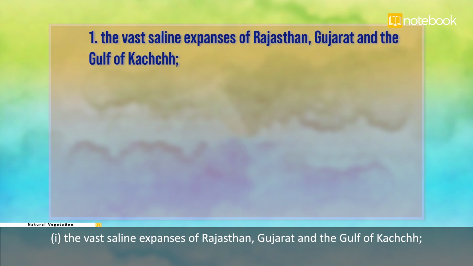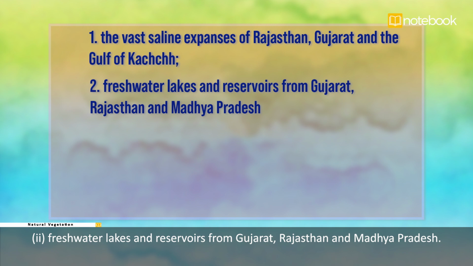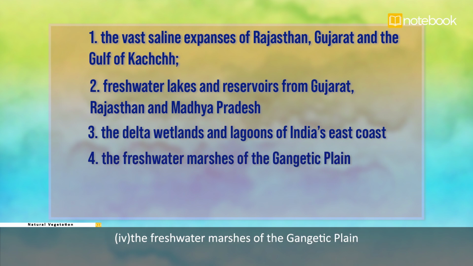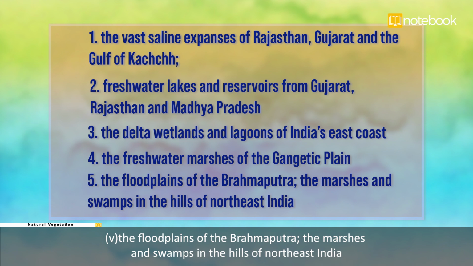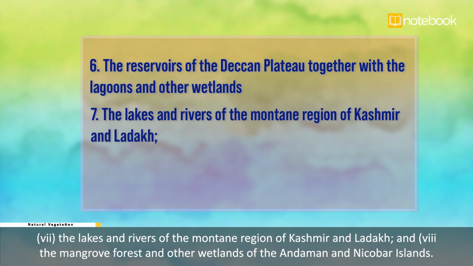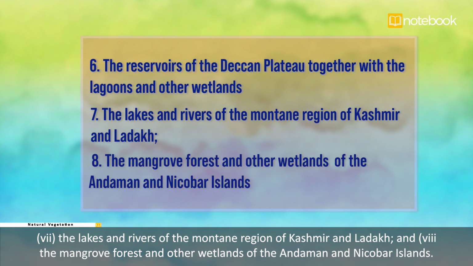The vast saline expanses of Rajasthan, Gujarat and the Gulf of Kutch. Freshwater lakes and reservoirs from Gujarat, Rajasthan and Madhya Pradesh. The delta wetlands and lagoons of India's east coast. The freshwater marshes of the Gangetic Plain. The plains of the Brahmaputra. The marshes and swamps in the hills of northeast India. The reservoirs of the Deccan Plateau together with the lagoons and other wetlands. The lakes and rivers of the montane region of Kashmir and Ladakh, and the mangrove forest and other wetlands of the Andaman and Nicobar Islands.